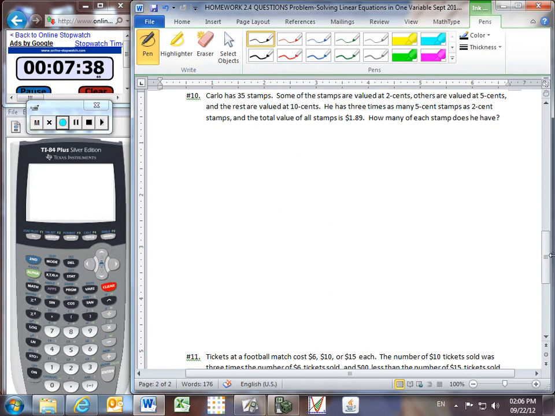Jump to number 10. Carlo has 35 stamps. Some are valued at 2 cents, some are valued at 5 cents, some are valued at 10 cents. So let's define those variables straight away, because if I look at the end, how many of each stamp does he have? So let x be the number of 2-cent stamps.